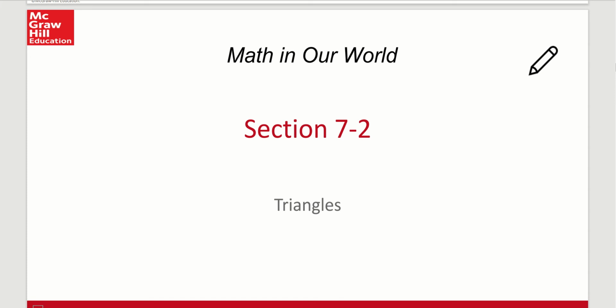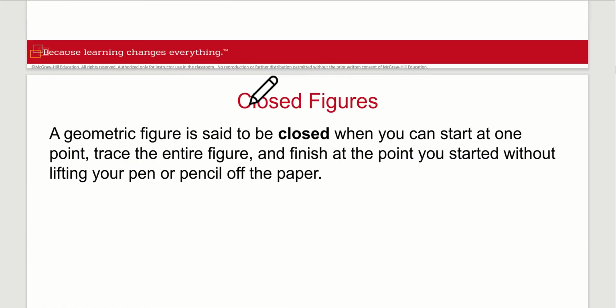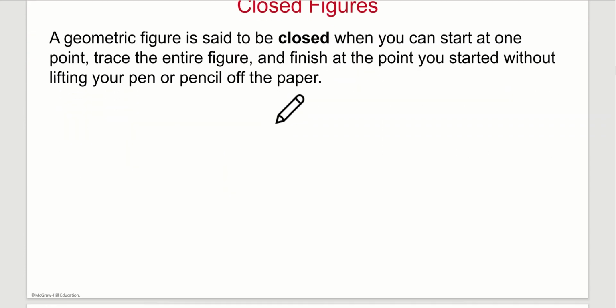In section 7.2, we're going to study triangles. A triangle is an example of a closed geometric figure. And what we mean by that is you can start at one point, trace out the entire figure, and finish at any point where you started without lifting your pencil or pen off the paper. So triangles are one example of a closed figure.